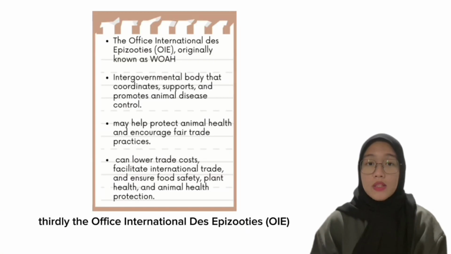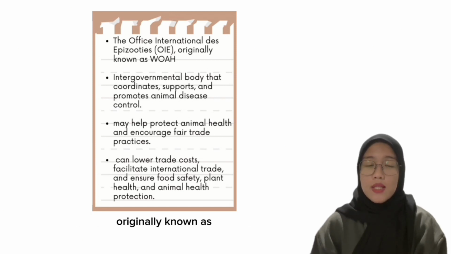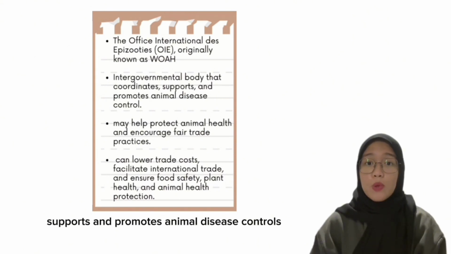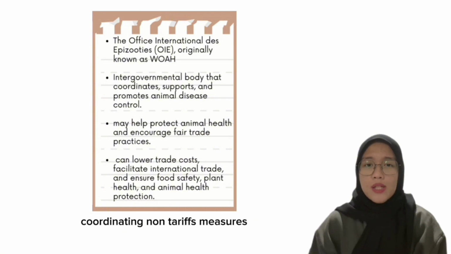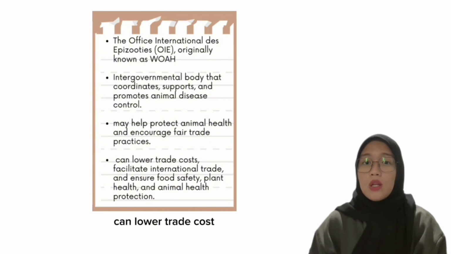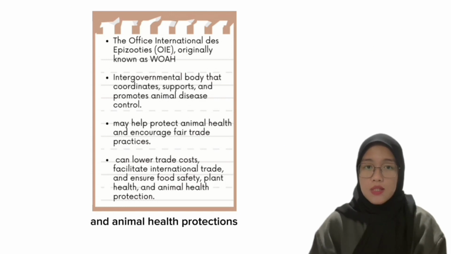Thirdly, the Office International des Epizooties, OIE, originally known as WOAH, is an intergovernmental body that coordinates, supports, and promotes animal disease controls. Coordinating non-tariff measures linked to animal health with WOAH standards may help protect animal health and encourage fair trade practices. Finally, aligning non-tariff measures with international standards and best practices can lower trade costs, facilitate international trade, and ensure food safety, plant health, and animal health protections.